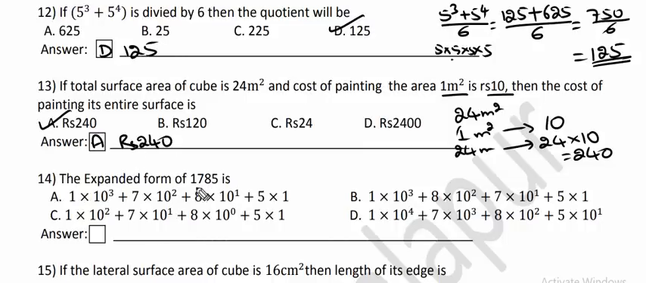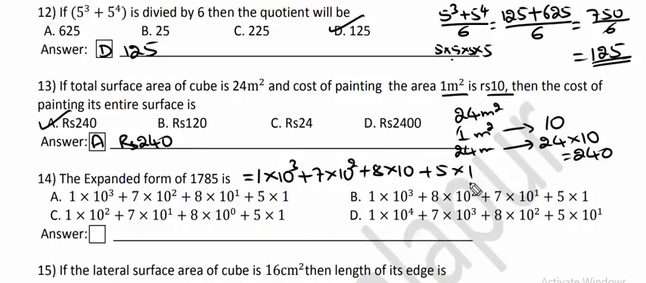The expanded form of 1785. So we have to write this as 1 into 1000, 7 into 100, 8 into 10, 5 into 1. So 1 into 1000, where 1000 is 10 cube. So we write this in exponential form as 1 into 10 cube plus 7 into 10 square plus 8 into 10 plus 5 into 1, which is the correct answer. So we observe this answer is option A. Option A is the correct answer. We have to write the answer here.